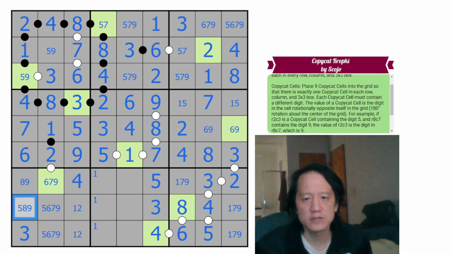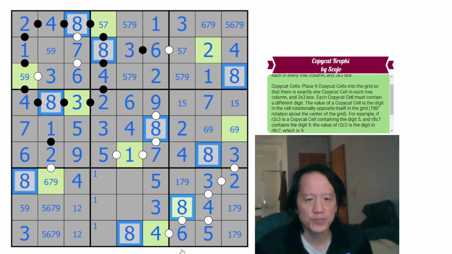This can't be 8. Therefore, where is the 8 in column 1? It has to be here. This has to be 8. This can't be 8. This can't be 8. Therefore, this must be the 8. That's just from normal Sudoku.